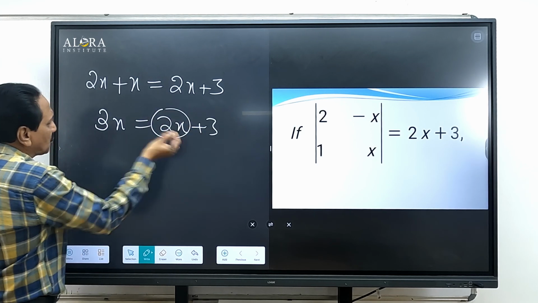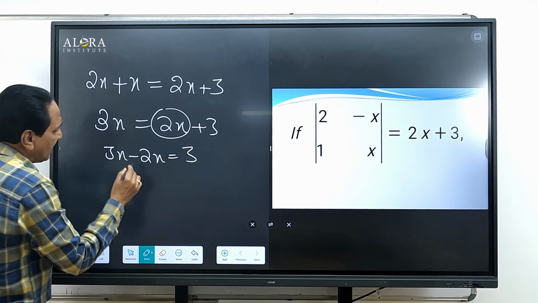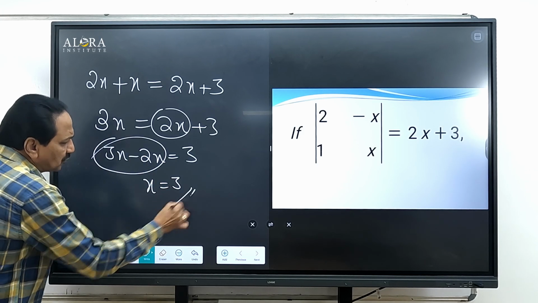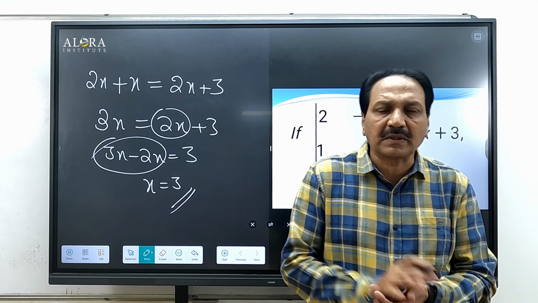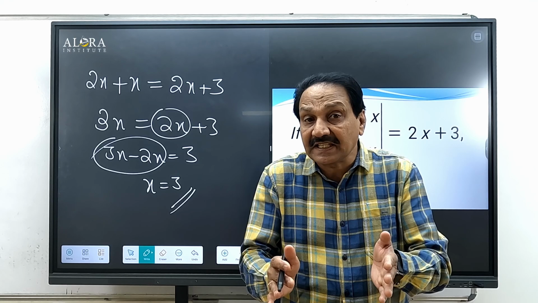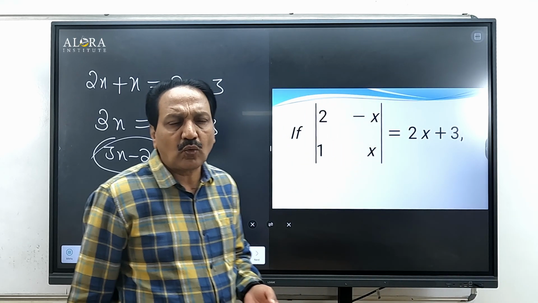Right? Transfer this 2x to LHS. 3x minus 2x is equal to 3. So 3x minus 2x, that's equal to x. X equal to 3. Usually most of the students will go for this procedure. Of course this is correct, but it is not advisable in DCET. Because in DCET, in a very short duration, you are supposed to get the answer. What do you do then?